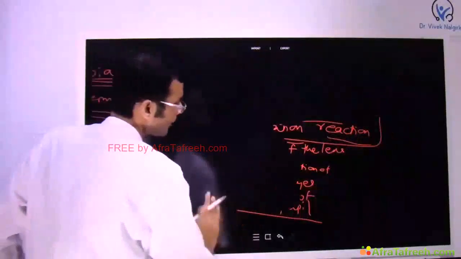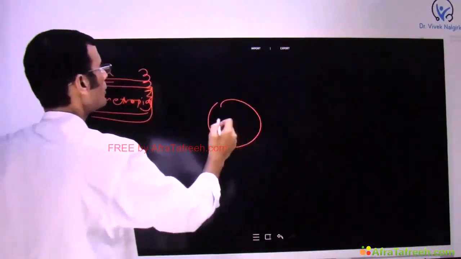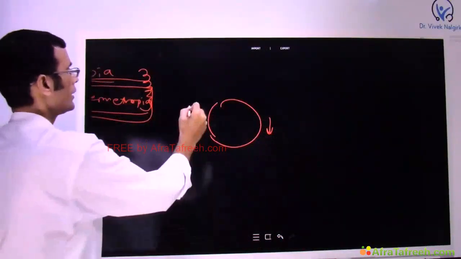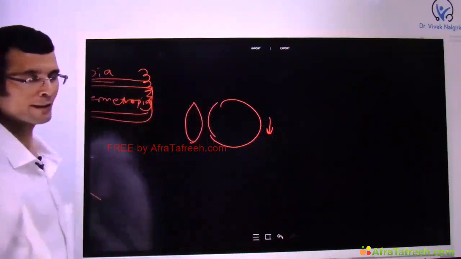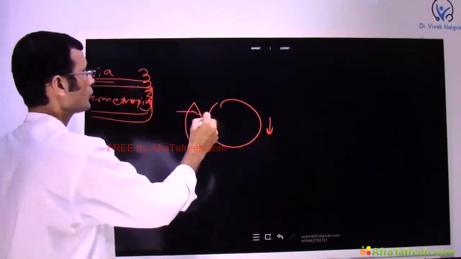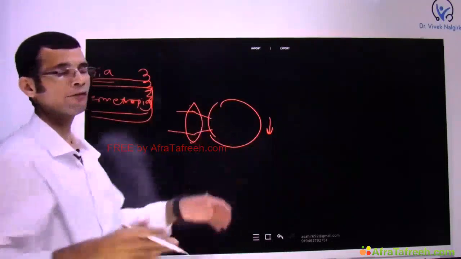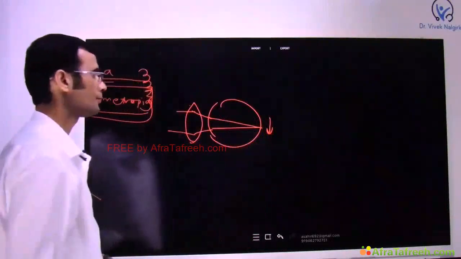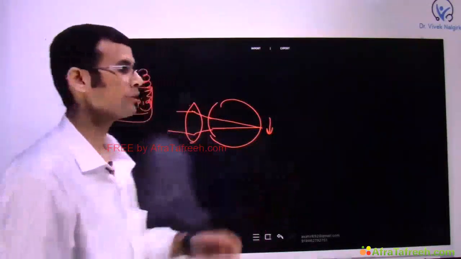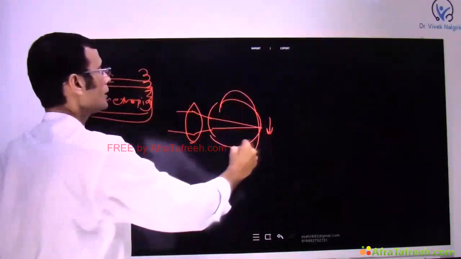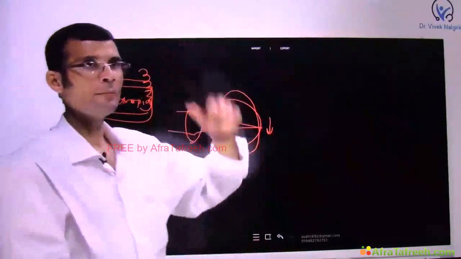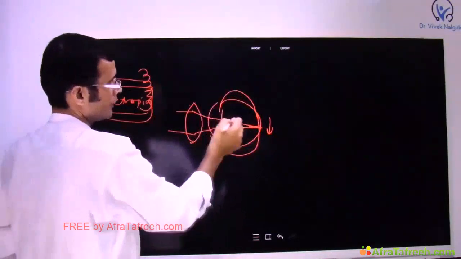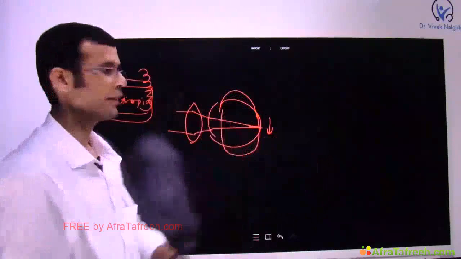Now, in hypermetropia, the image is formed beyond the retina, and therefore it is corrected by placing a convex lens in front of the eye so that there is convergence of the light rays, and then they further converge as they enter the eye and the image will be formed on the retina. This normally occurs because of the decreased vertical diameter of the eyeball. So the retina slightly has come forward, and therefore the image is formed beyond the retina.